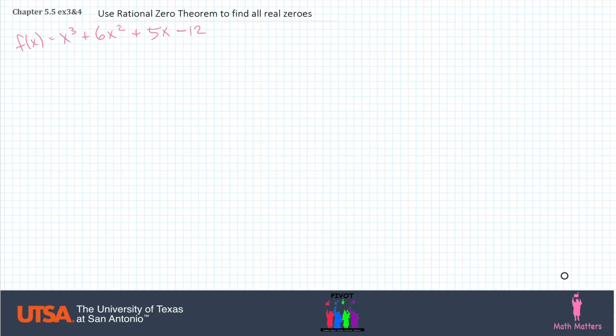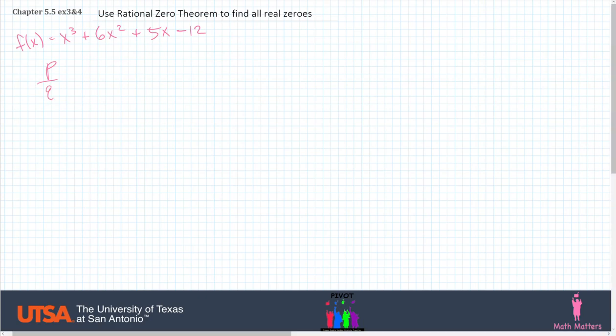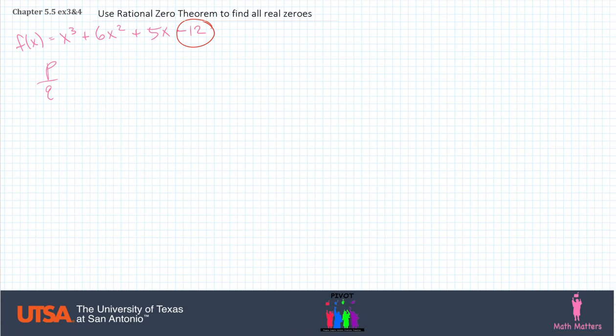Chapter 5.5, examples 3 and 4: use the rational zero theorem to find all real zeros. Our equation is x cubed plus 6x squared plus 5x minus 12. In order to use the rational zero theorem, we have to do p over q, where p is the constant value and q is the coefficient in front of the leading x term, which is the one with the highest power.